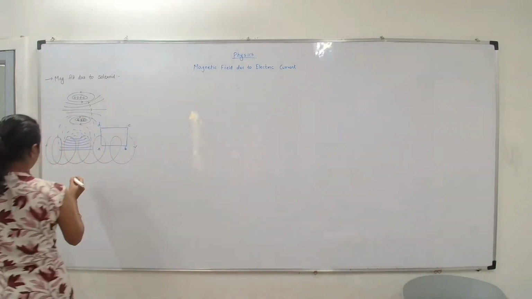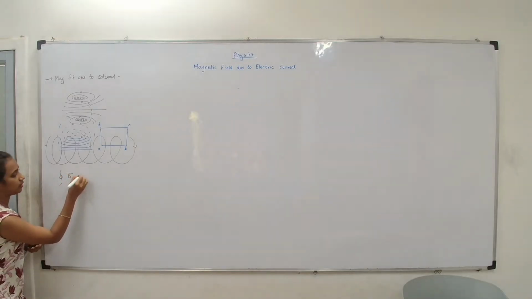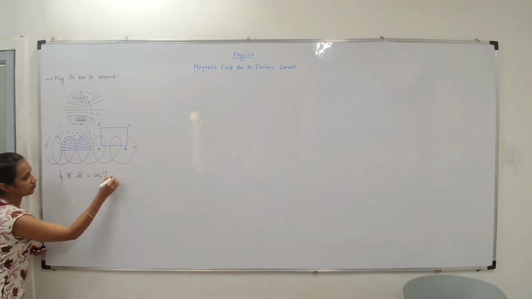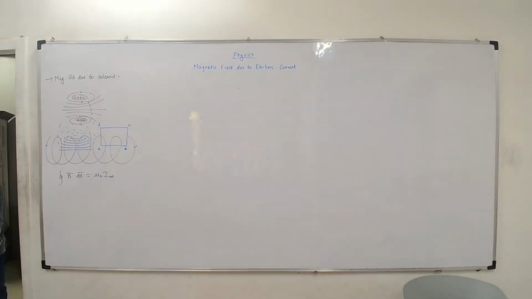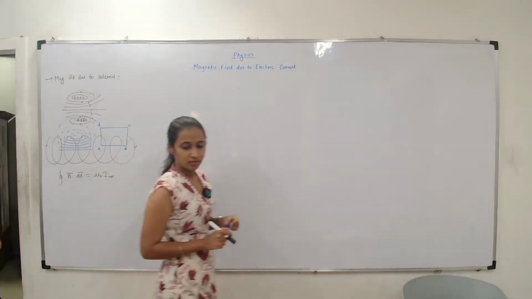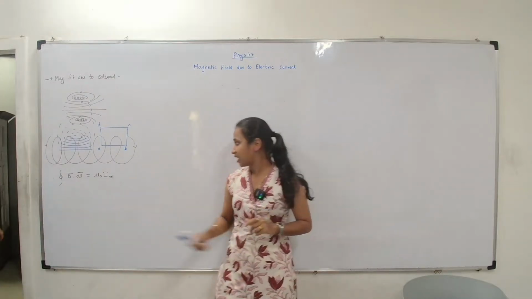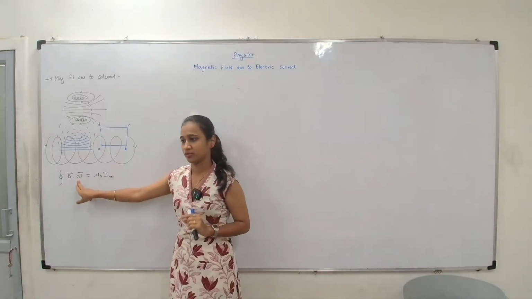Ampere's law: the integration over a closed surface of B bar dot dl bar is equal to mu times the net current flowing. I deliberately said net, net is the total current flowing. So this I is the net current flowing. B bar is the magnetic field and dl bar is a very small amount of length.